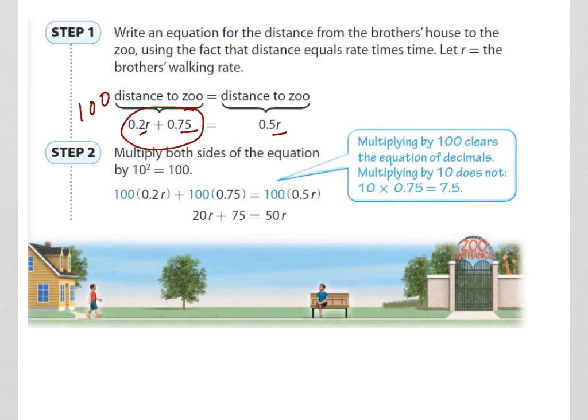Here, 100 times 0.2, just adding the two zeros and moving the decimal, I get 20. And here, 0.75 times 100, adding the two zeros, moving the decimal, I get 75. And here, 0.5 times 100, I get 50. So my new equation, without those troublesome decimals, I don't mean to say that they're not easy to solve, is simply 20r plus 75 is equal to 50r.